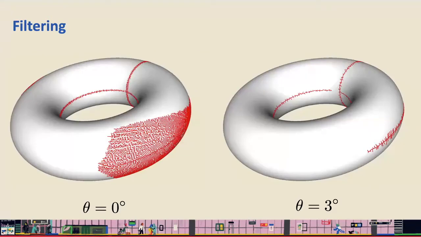In this slide, we show two examples of the filtering technique we have just described, applied with two different choices of theta. On the left, you see that by setting theta equal to 0 degrees, the vast majority of the branches are gone, but there are some of them which clearly do not belong to the cut locus that are still there. On the other hand, by increasing theta to 3 degrees, we obtain a much cleaner result, although, as you can see, we are losing a piece of the cut locus, namely the one in the inner loop.